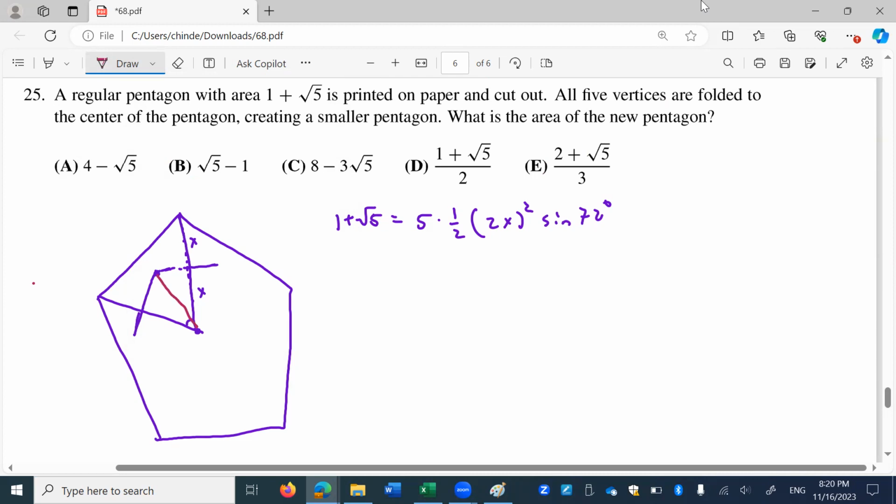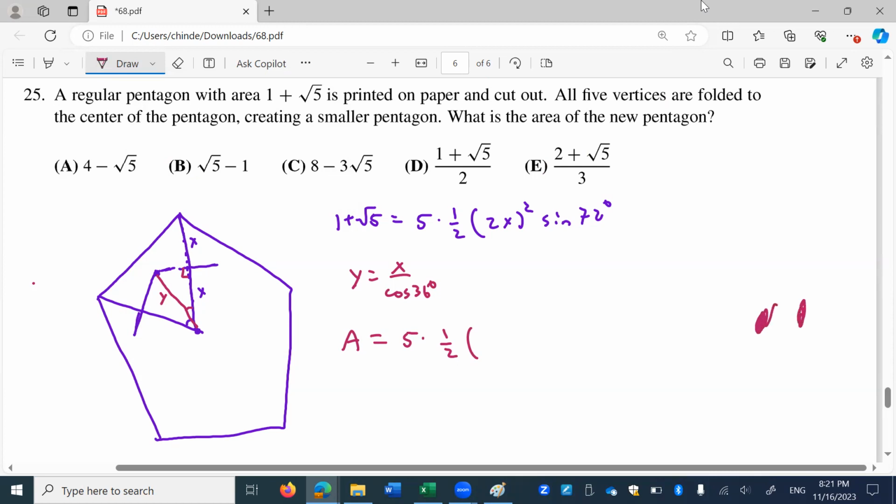Whereas if I find the length from vertex to center of the smaller pentagon, let's call that length y. Now by symmetry, that's going to bisect that 72-degree angle. And so I can find y, right? x over y is going to be cosine of 36. So y is going to be x over cosine of 36 degrees. And the area that we're looking for, the answer to the problem, is going to be 5 times 1/2 times y squared.